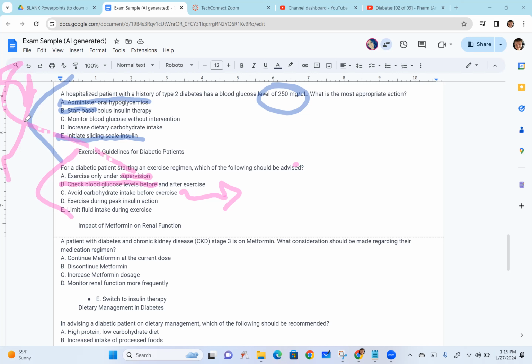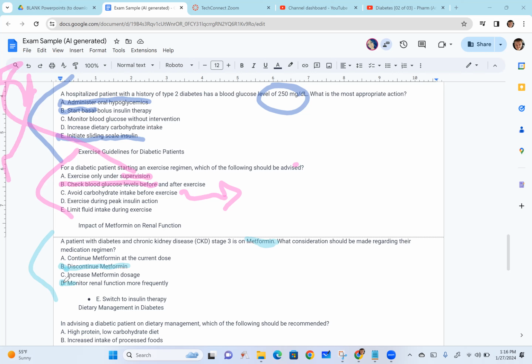When you think diabetes, CKD, it's very common for a diabetic to have CKD. The other CKD question they could ask you is metformin. The patient has CKD and metformin. What considerations? Continue metformin? No, we should not continue metformin. What about discontinue metformin? Yes. Increase dose because it doesn't work as well? No. Monitor renal function more frequently?